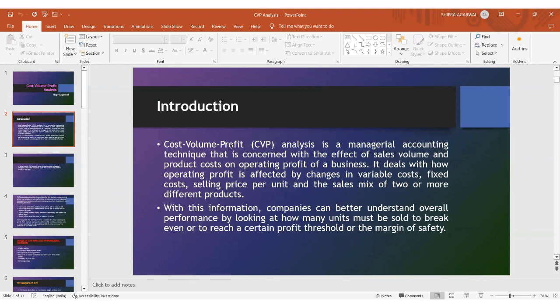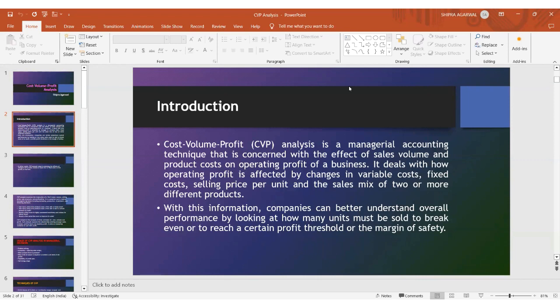Right? So whenever we are talking about this particular concept, it is dealing with how operating profit is going to be affected by the changes that are happening in variable cost, fixed cost, selling price, and the sales mix of two or more different products, right? So with this concept, the organizations can actually understand the overall performance of the organization by looking at how many units must be sold to break even. So the basic concept here that we are going to study is the break even analysis, right?